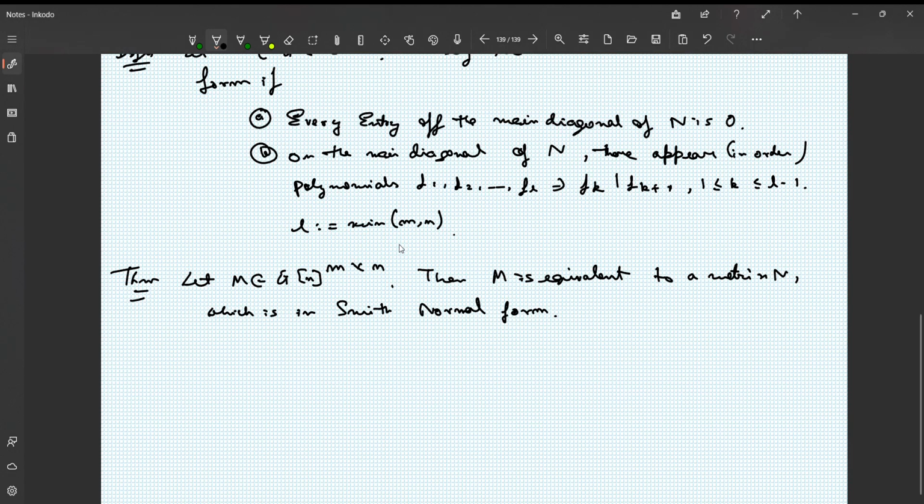Which is in Smith normal form. Okay. And this matrix in Smith normal form is sort of unique. Clear? So obviously what we do is that we again give a constructive approach. We give an algorithm to calculate the Smith normal form.